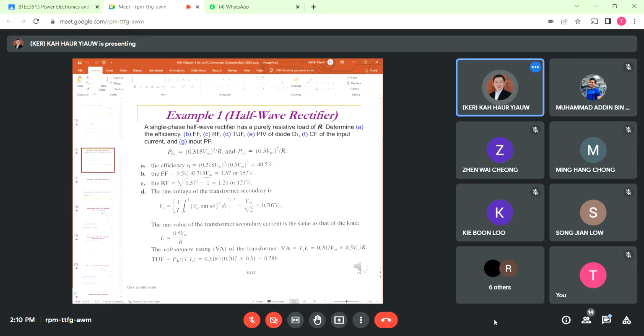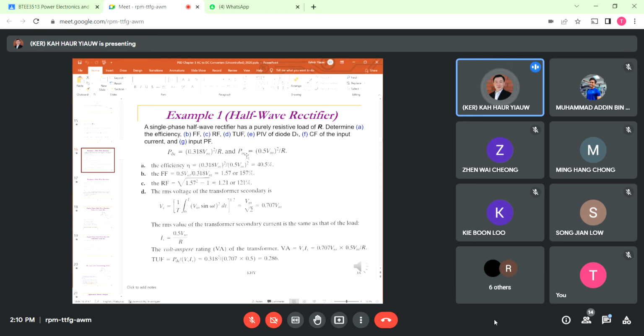Okay, and hence, for example, the part A here, before I can calculate the efficiency, I need to know what is my PDC and also my PAC. My PAC is my output RMS power. So if the converter is lossless, your output RMS power should be equal to your watt ampere rating, which is your VS times your IS. Normally this is the way.